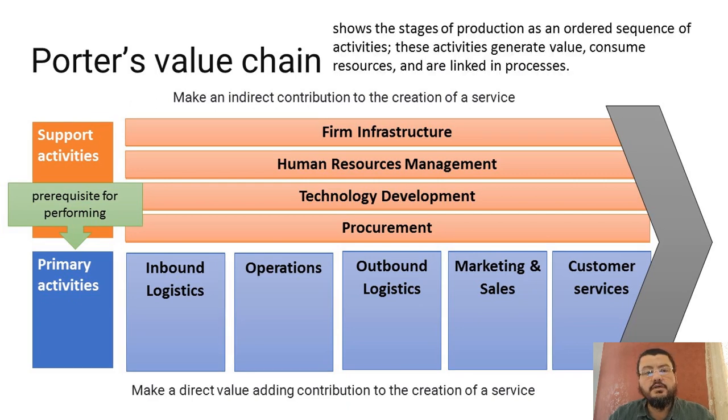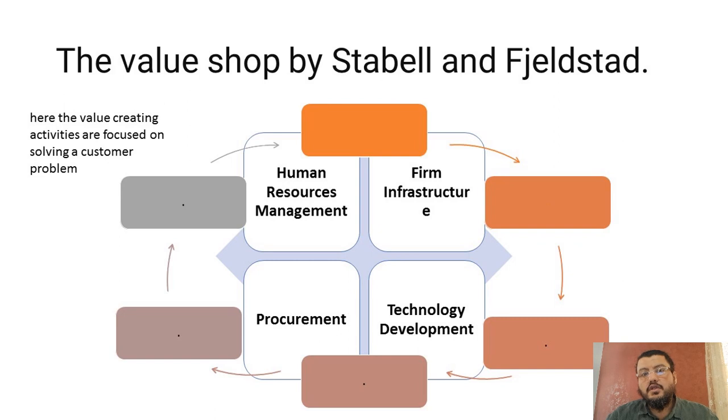As we see here, the production stages are ordered in a sequence of activities. These activities are linked in the process, and each activity consumes resources to generate value. The value shop is an alternative value creation configuration to Porter's value chain. The value generation phases are the solution of the customer's problem.